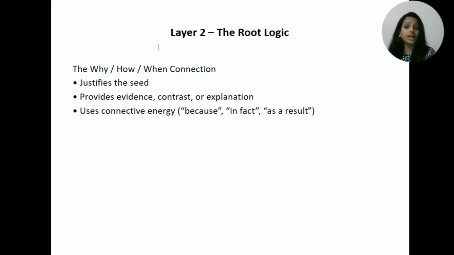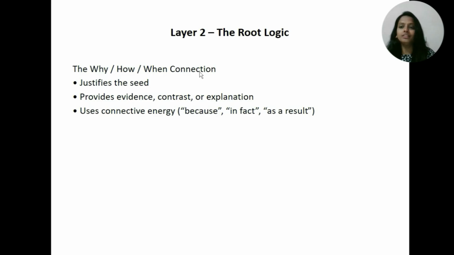Okay. Now let's move on to the second layer, the root logic, the why, how, when connection. Writers never jump from idea A to idea Z. No, they follow a root logic, the natural next step from the seed. This step usually justifies the seed, provides evidence, contrast, or explanation, and it uses connective energy, words such as because, in fact, as a result. So the root logic is usually sentence 2. You have to ask yourself, if the first idea is true, what would the writer logically say next? So this is how you make a practical connection.